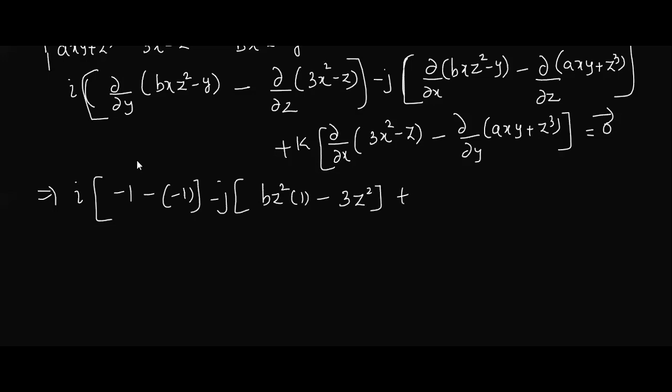Plus k into bracket. What will we get now? Derivative of this bracket with respect to x is 6x, minus 6x. For this with respect to y, ax is equal to 0. So this is a 0 vector. What are the i, j, k coefficients of this 0 vector? 0 i, 0 j, 0 k.